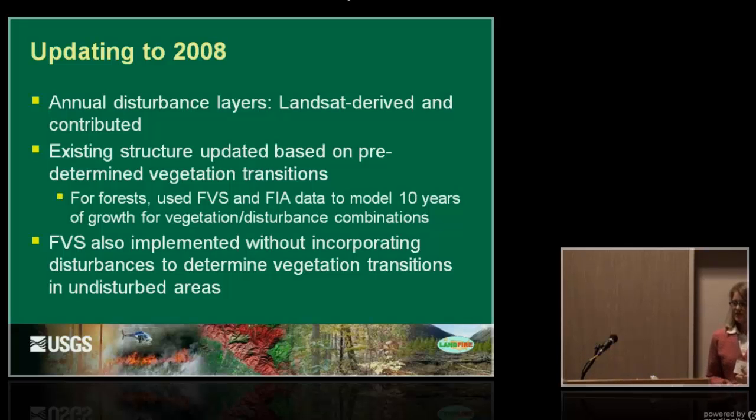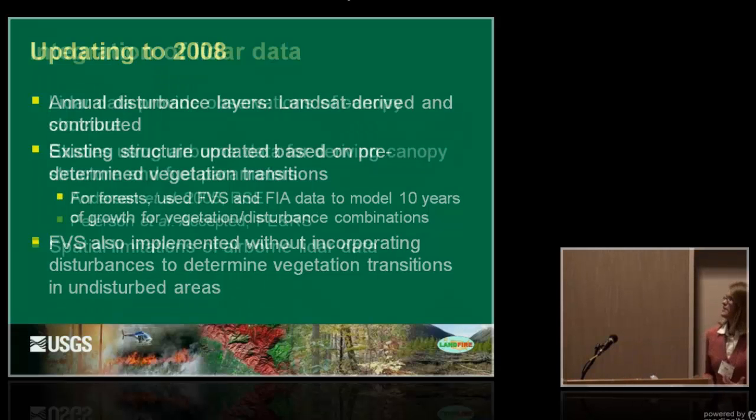And existing structure was updated based on predetermined vegetation transitions. And for forests, I used FES and FIA data to model 10 years of growth for various vegetation disturbance combinations. So the type of disturbance and the magnitude of the disturbance, and also the vegetation type that it occurred in. And also, given that we're looking at a nearly decade-long time span, vegetation structure is going to change even if there is no disturbance. You're going to see growth, succession. So FES was also implemented without incorporating disturbances to determine vegetation transitions in undisturbed areas. So that took us to 2008.